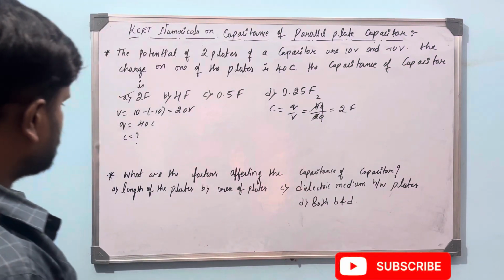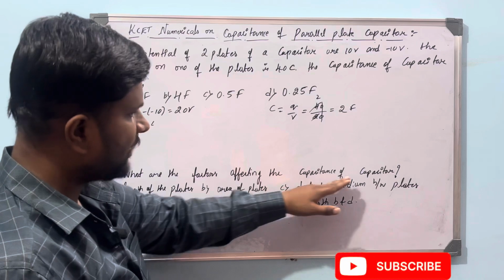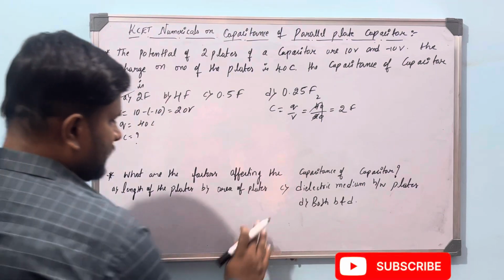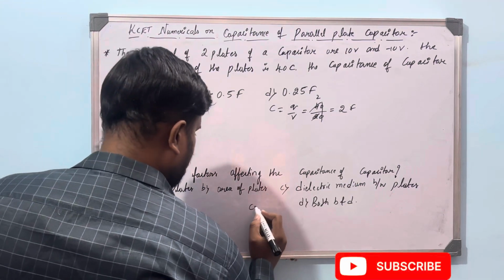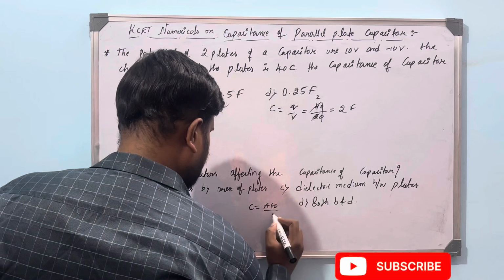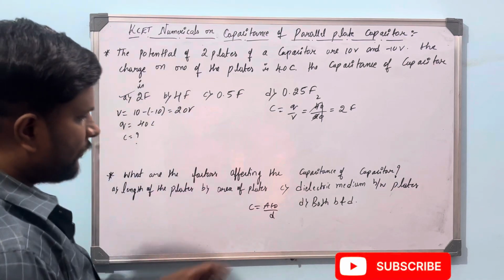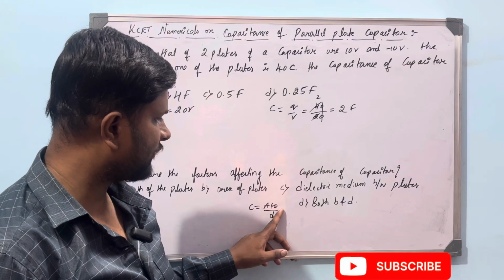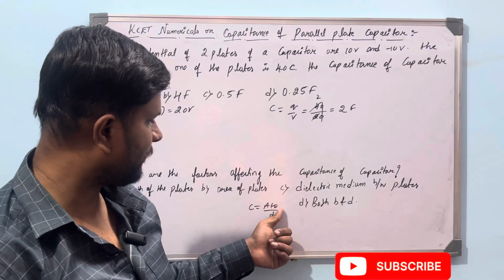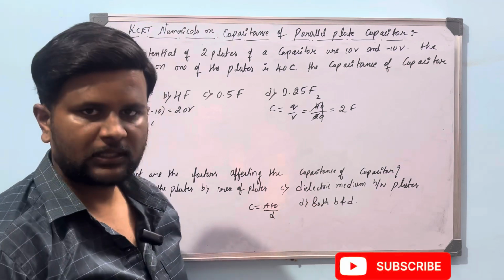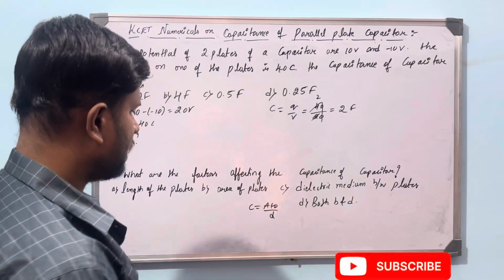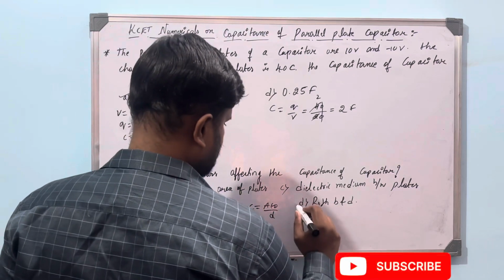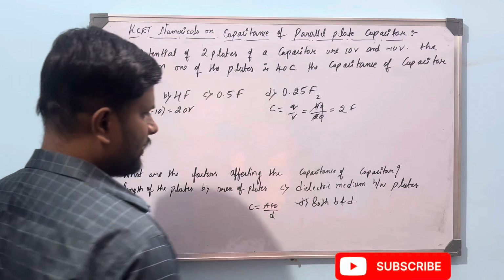So next question: what are the factors affecting the capacitance of the capacitor? See, the capacitance of the parallel plate capacitor is given by C is equal to A epsilon naught divided by D, where A is the area of the plate, epsilon naught is the permittivity of the free space or the dielectric medium between the two plates, and D is the separation between the two plates. So that's why the answer is both B and D.